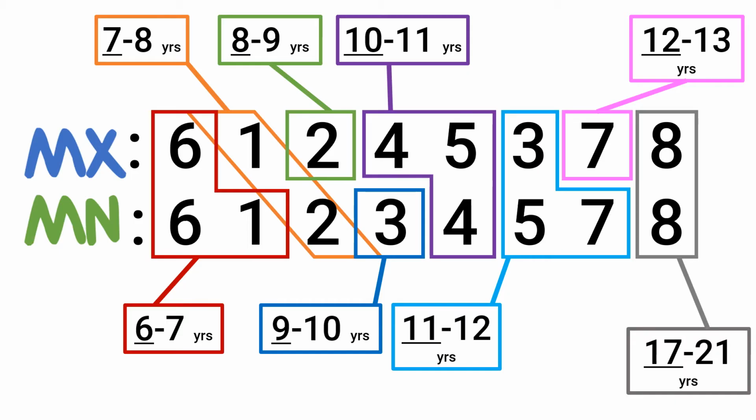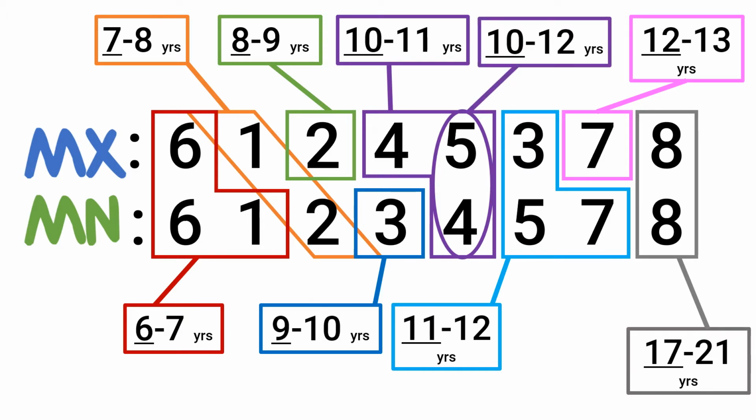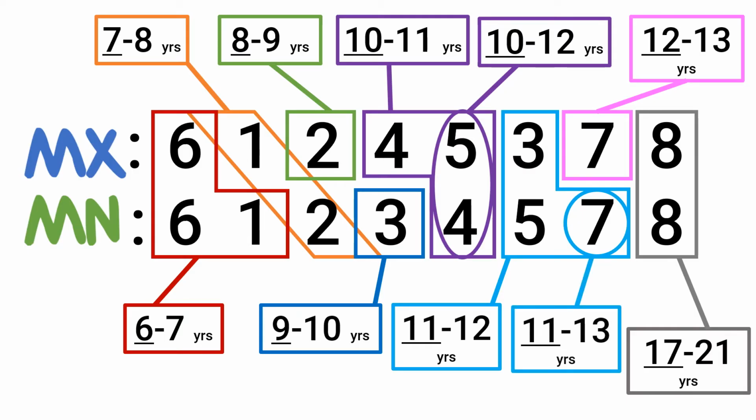The last and final adjustment we have to make is to account for the fact that the upper 5 and lower 4 have a slightly wider range at 10 to 12 years old. And the lower 7 also has a slightly wider range at 11 to 13 instead of the 11 to 12.